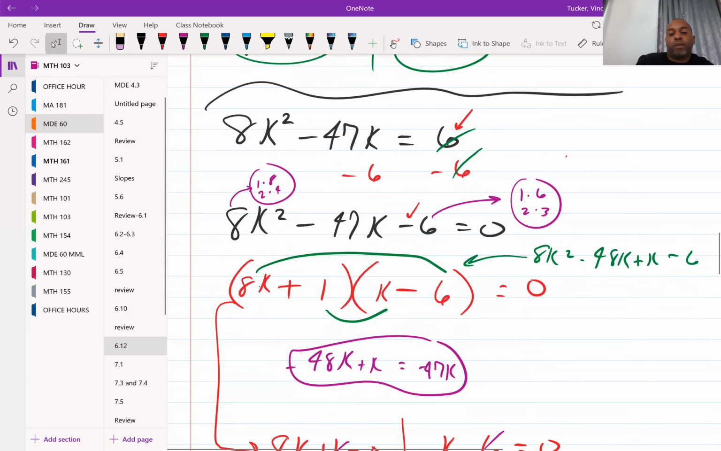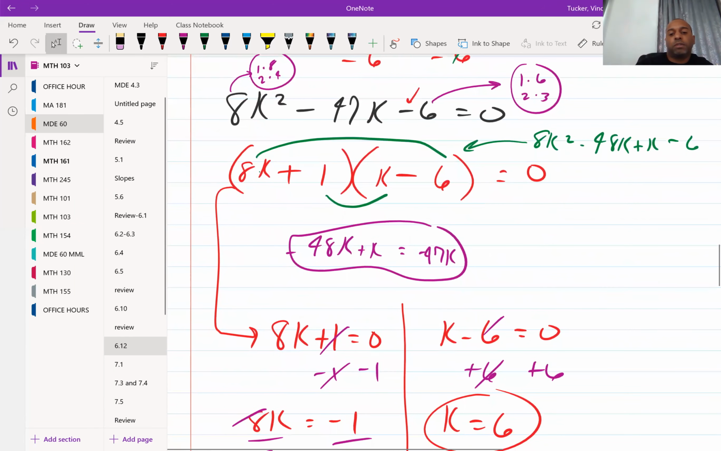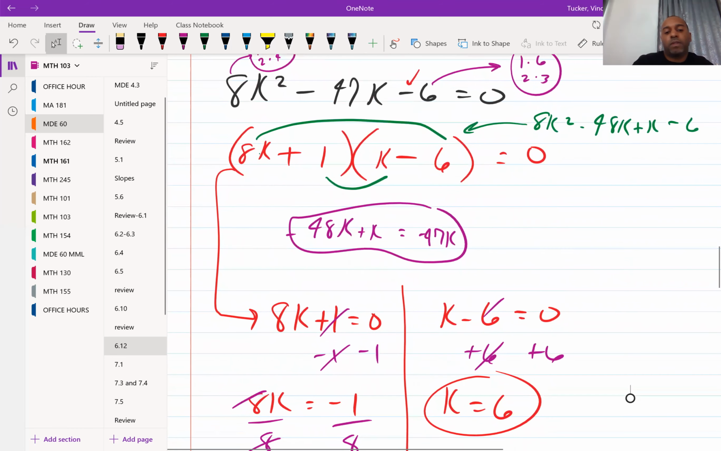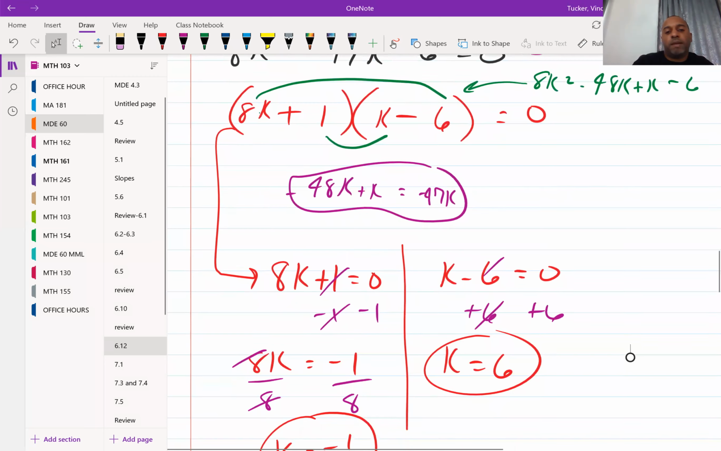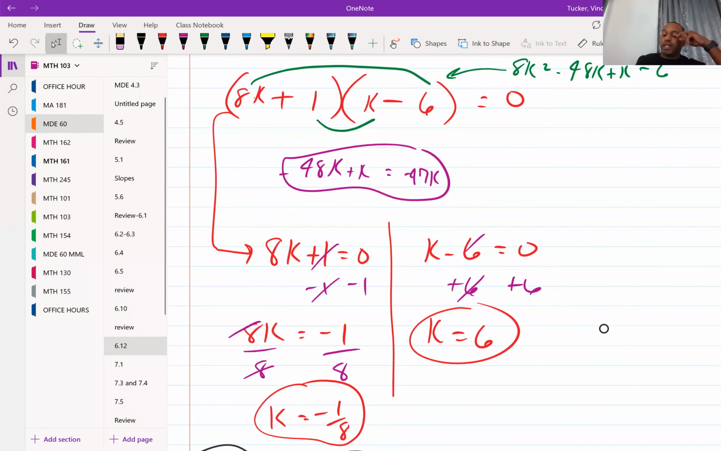Once you know that you have the correct factorization, set each part equal to 0. So 8k plus 1 equal to 0, k minus 6 equal to 0. Subtract 1, divide by 8, k equals -1/8. Then add 6 to both sides. 6 is our solution.